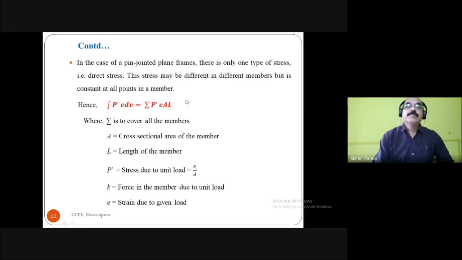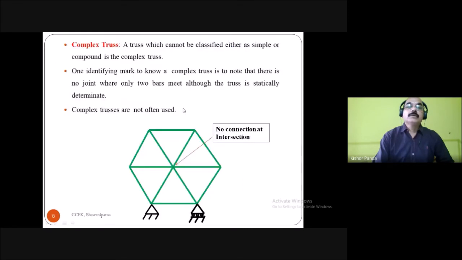Here you see in the truss, this is one member, this is one member, these are the different members, but at each point the stress is the same. At each point of a member, the stress is the same, but in different members, the stress is different.